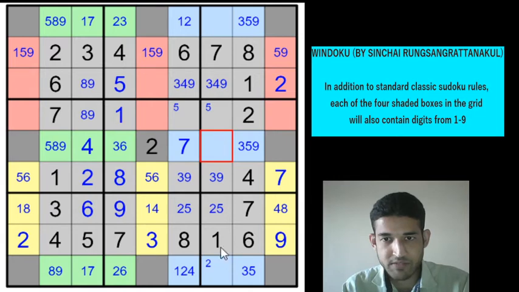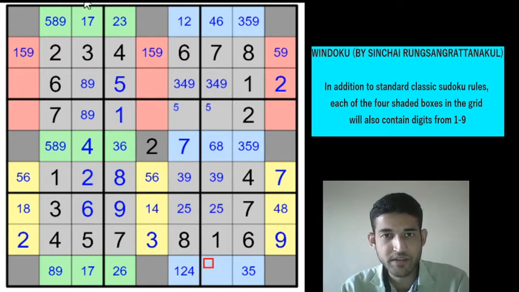So these three cells will be 1, 2, 4, 6 or 8, but 1 cannot be there, so they will be 2, 4, 6 or 8. So this cell cannot be 2 or a 4, so this will be a 6 or 8, and this cell cannot be 2 or 8, so this will be 4 or 6, and this cell cannot be 1 or a 6, so this will be a 2, 4 or 8.